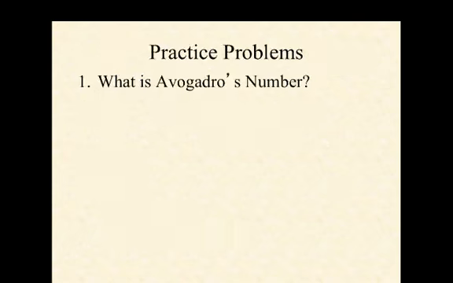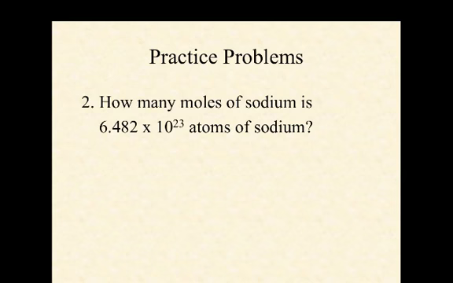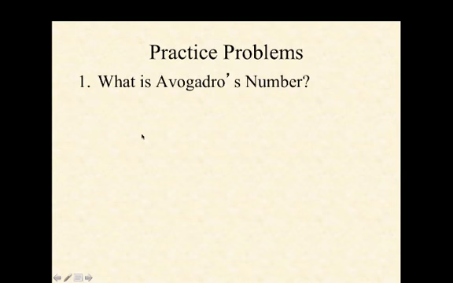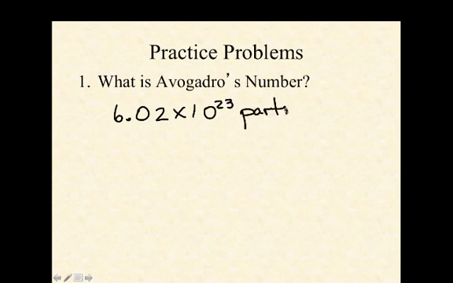Let's do another one. Okay, first question says, what is Avogadro's number? And so, good thing I just told you, Avogadro is the guy that this number is named for, 6.02 times 10 to the 23 particles per mole. We've got to have labels, right? Units, particles per mole. That's Avogadro's number. Next question.